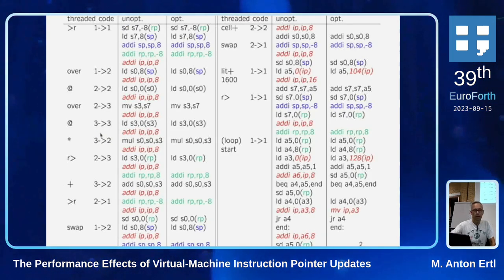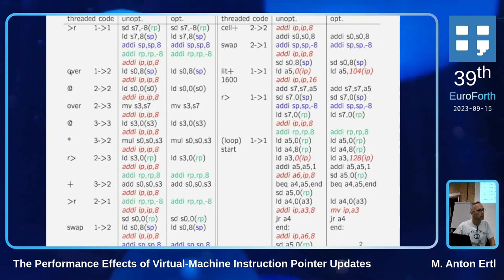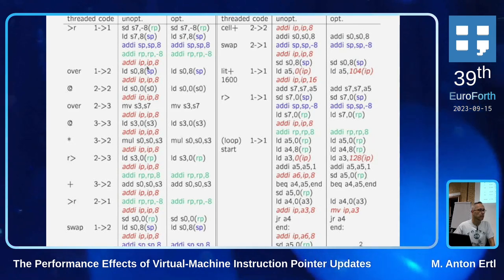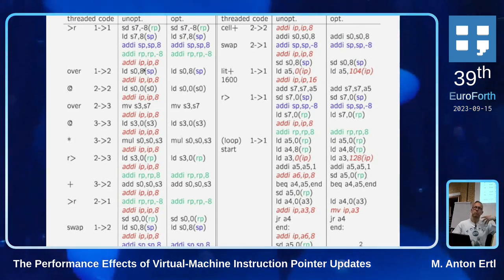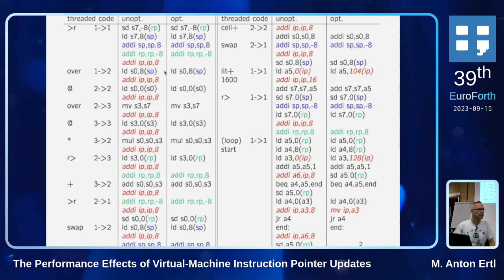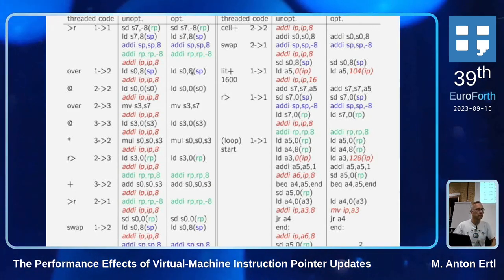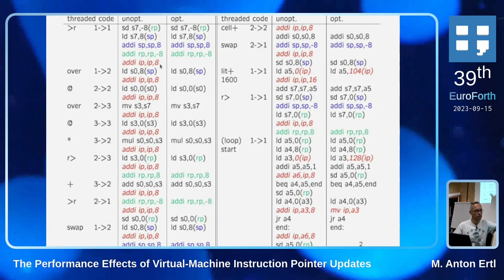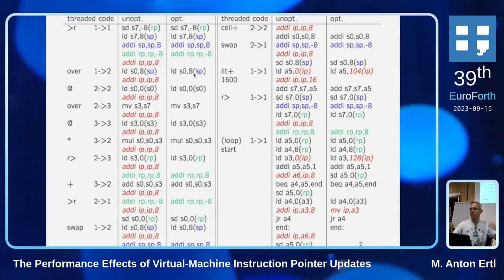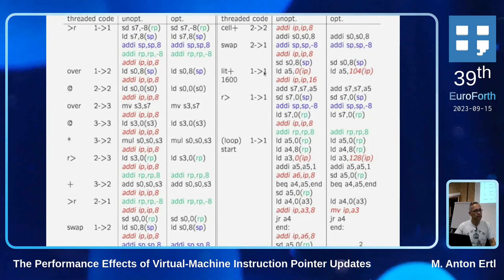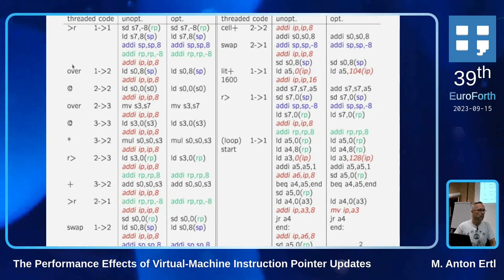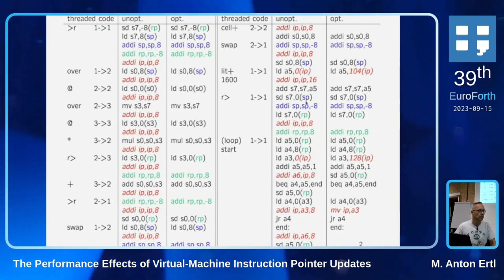And you see this code here in three columns. We first have the thread code, then the unoptimized native code, the old native code, and then the optimized native code, the optimization we are going to discuss. Because the screen is not long enough, the rest is in another three columns over to the right. So it's going down from here and then continuing over here.